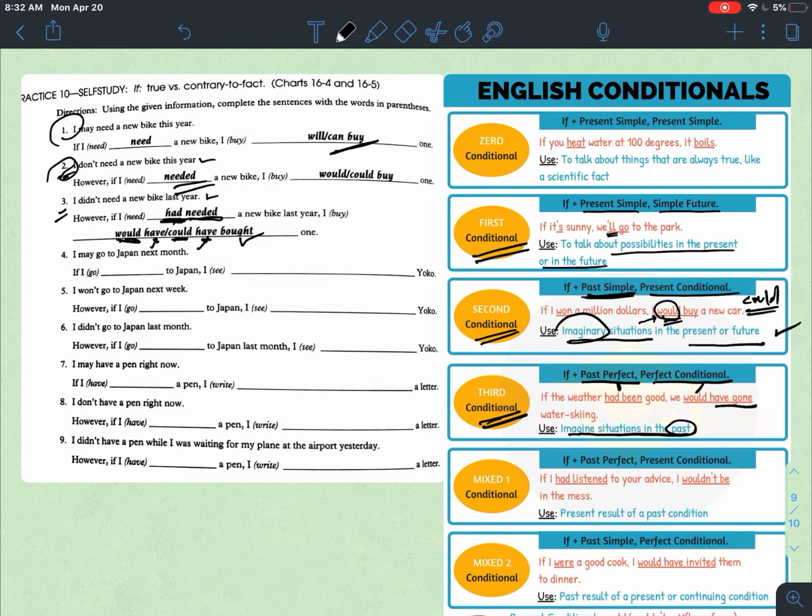Those are our 3 practice conditionals for this exercise: the first, the second, and the third. Please finish these exercises plus the second page, which is practice 10. Please finish practice 10 and 11.